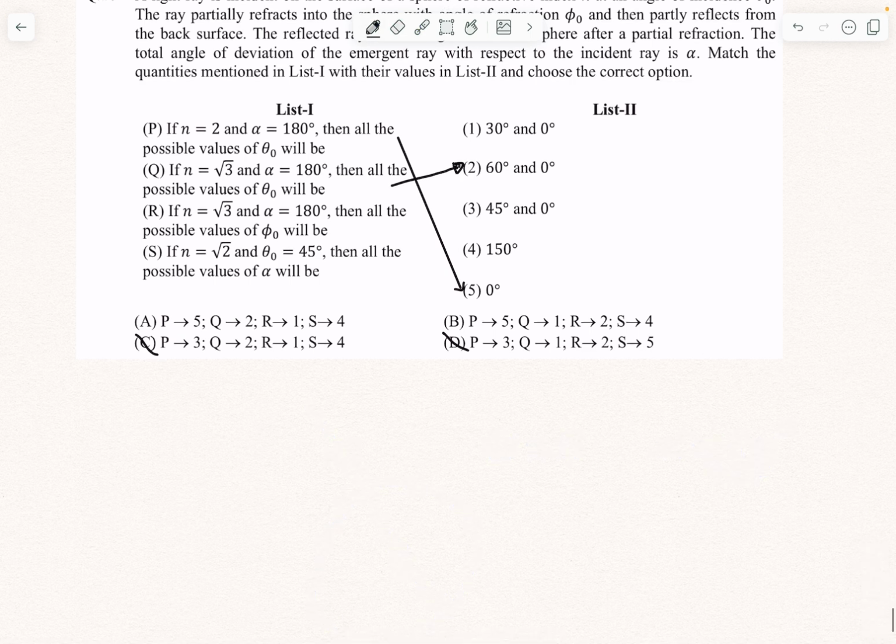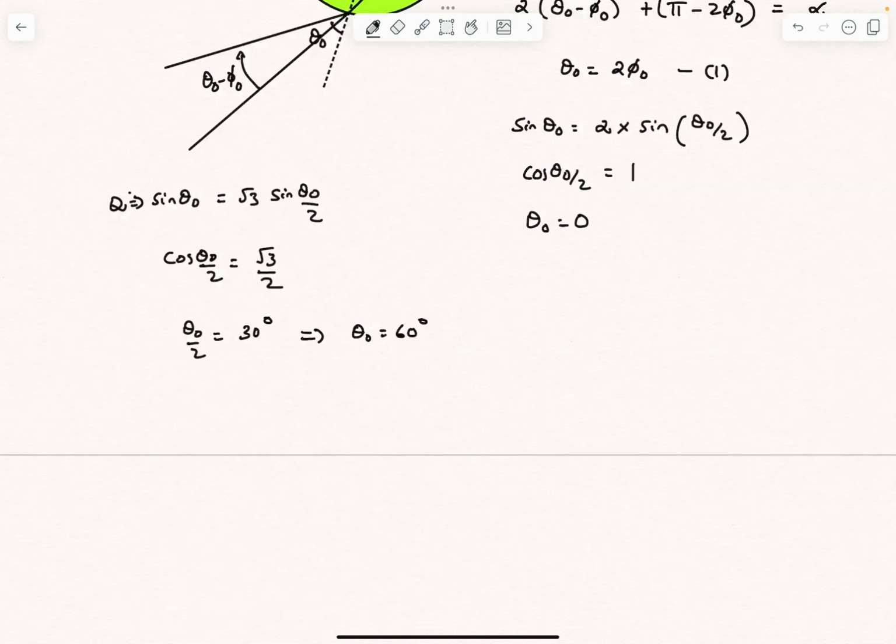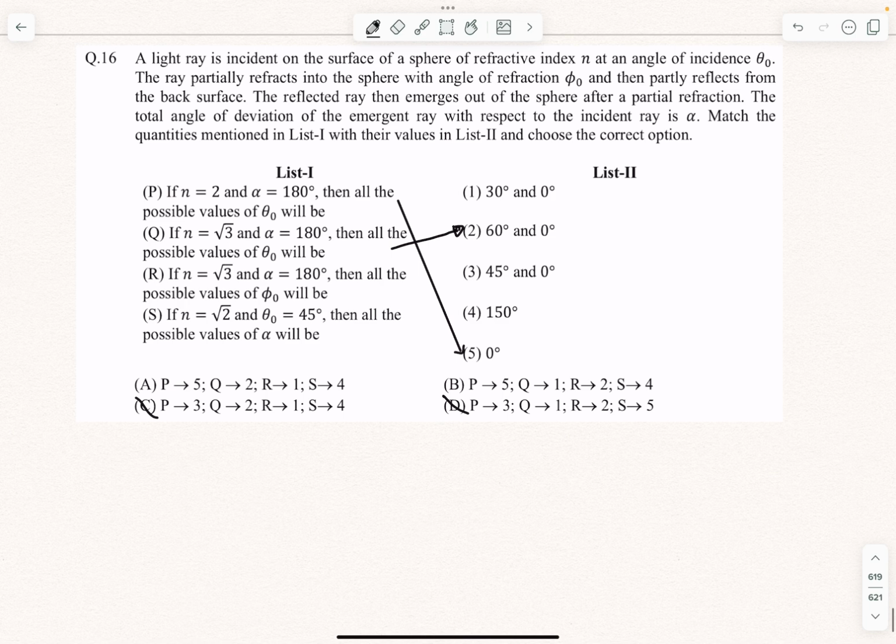In option R, also they've given the value of alpha is 180 degree. Then they're asking the possible values of phi naught. So we already know that phi naught equal to 0 will be a solution. Okay. So now phi naught is nothing but theta naught by 2, right? So basically cos of phi naught is again root 3 by 2. So again phi naught can only be 30 degrees in this case. So the answer to option R will be 30 degrees and 0. So which is first option.